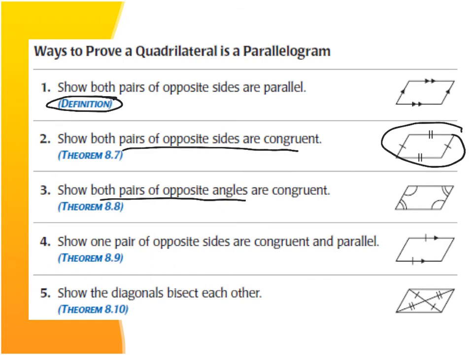Both pairs of opposite angles are congruent. That's what this would look like. One pair of opposite sides are congruent and parallel. That's what this would look like. Notice that the triangles mean parallel. Those lines mean congruent. The diagonals bisect each other. That's what the last one looks like there.